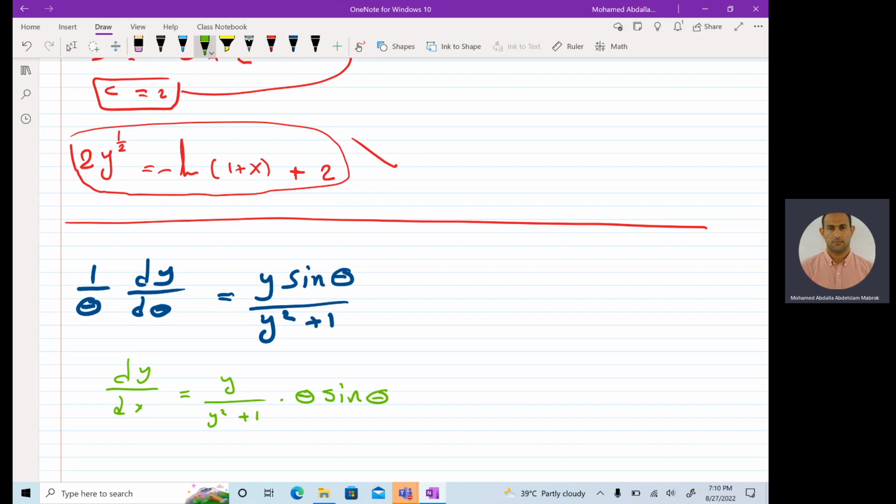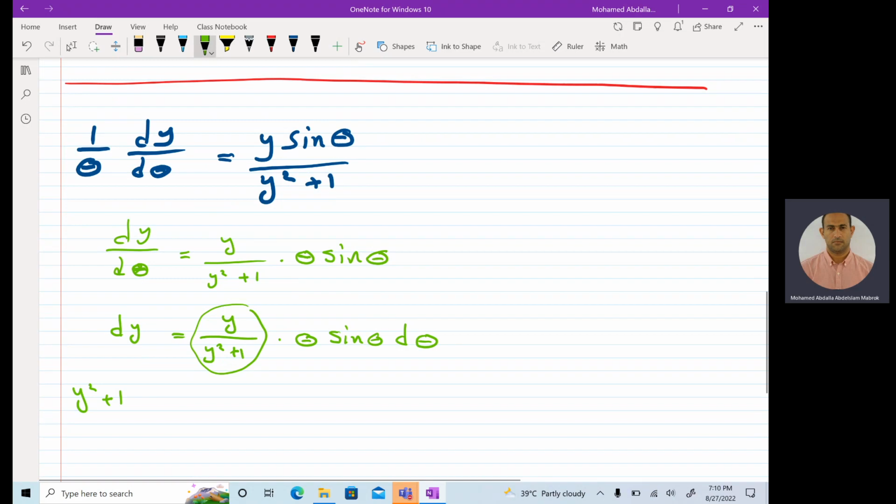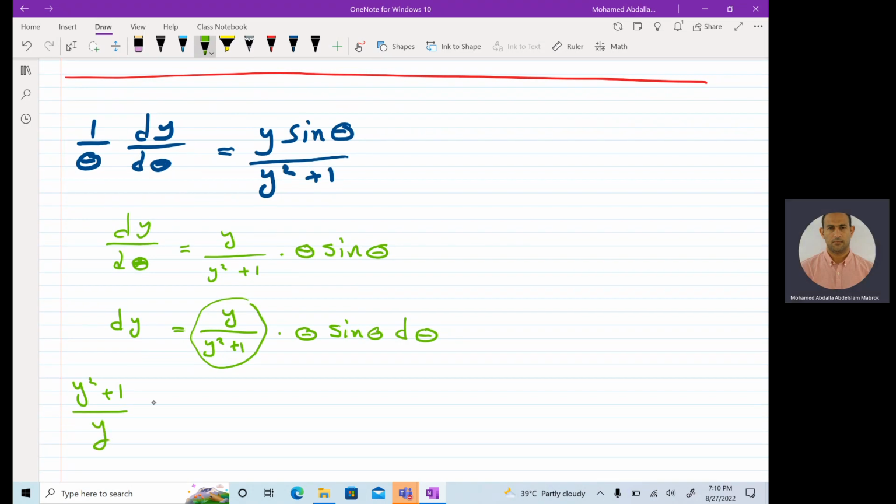Now let's multiply by, sorry, this is d theta. Let's multiply by d theta. So here, dy equal y over y squared plus 1 times theta sine theta d theta. So it's almost separated, but we need to move this to the other side. So this will be y squared plus 1, because we go to the other side, it will be flipped, divided by y dy equal theta sine theta d theta.